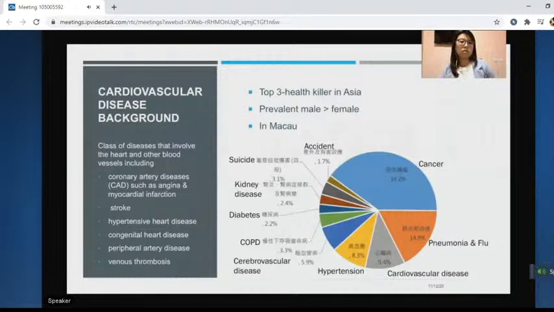Cardiovascular disease is a class of disease that involves the heart and other blood vessels, including CAD, angina, myocardial infarctions, stroke, hypertensive heart disease, congenital heart disease, peripheral artery disease, and venous thrombosis. This is research done in Macau in 2017. It stated that cardiovascular disease has become the top 3 health killer in Asia. And in our clinical practice, we see more male patients than female patients.